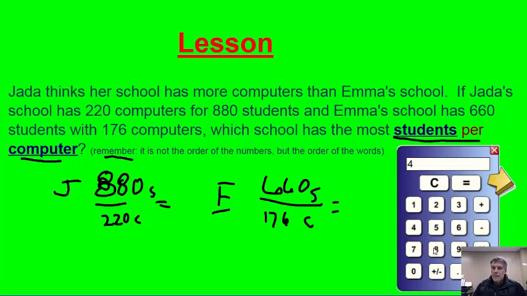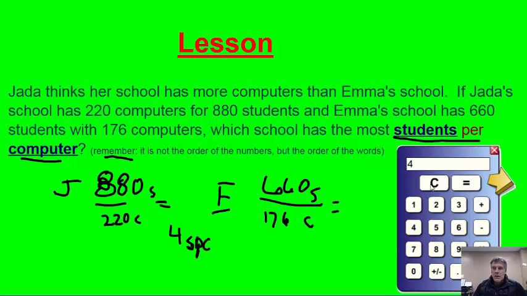So 880 divided by 220. What do we get? 4. So that's going to be 4 what though? 4 students. So you can just put an S. And then per what? 4 students per computer. So SPC. New label, SPC. All right, next one. Let's clear that out.